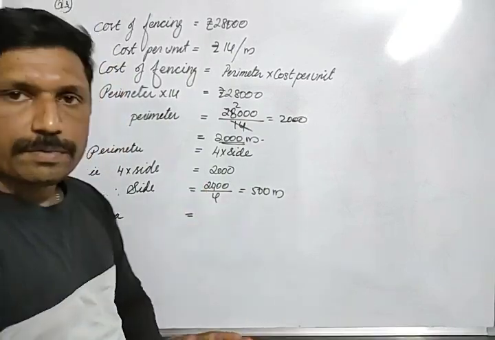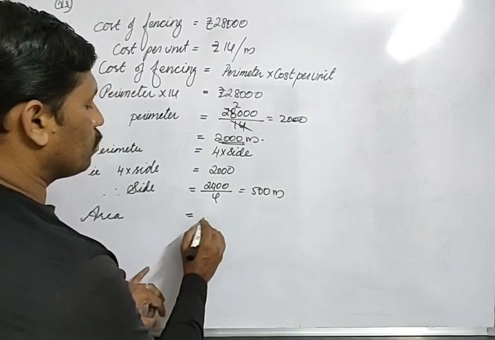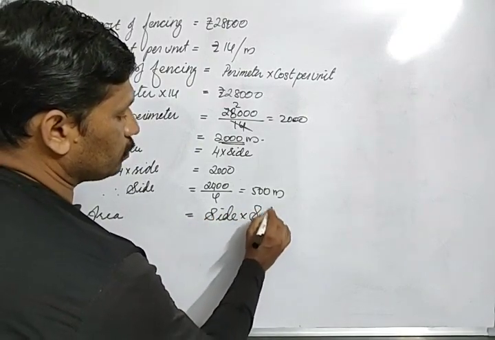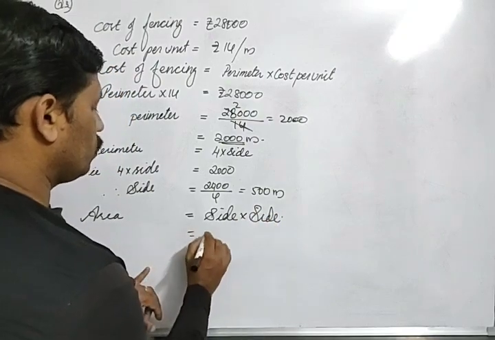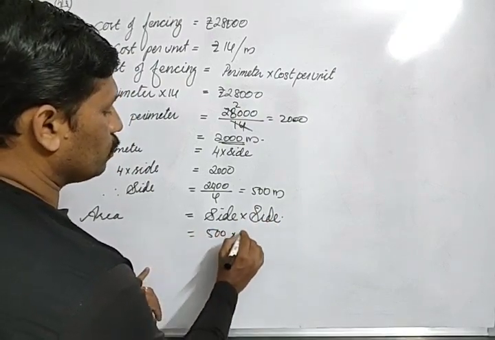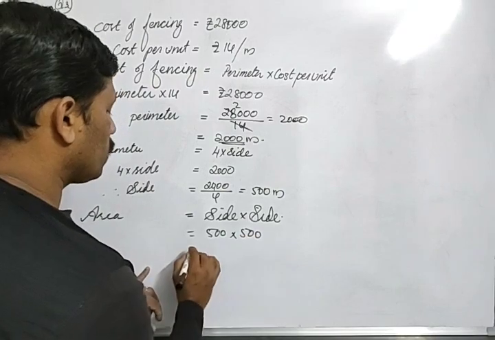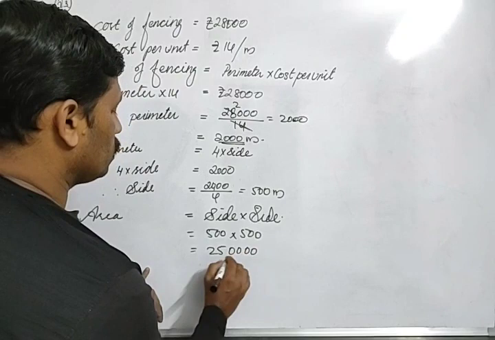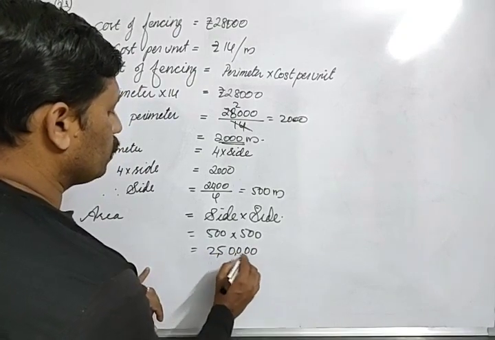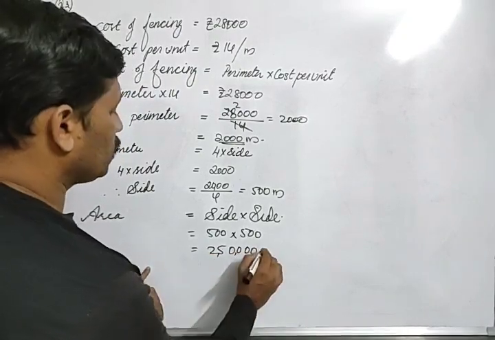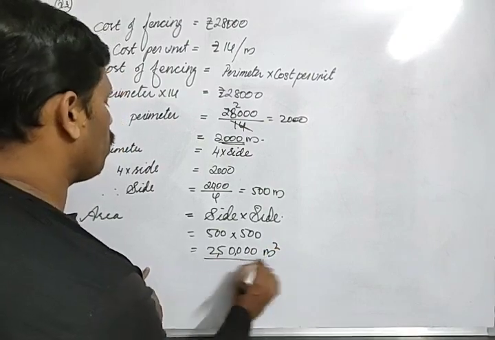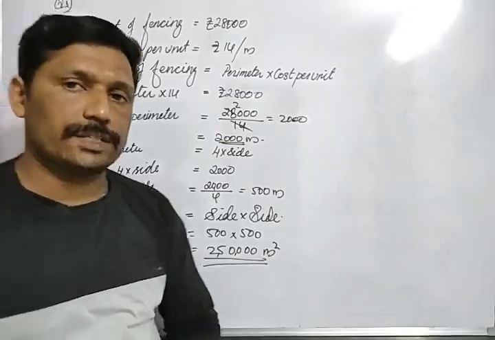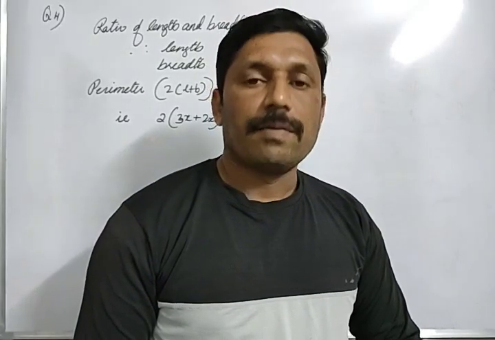So now we found out the side, therefore we can find out the area. Area is equal to side into side. That means 500 into 500. 5 5s are 25, then 4 zeros. That means 2,50,000 meter square is the area of that square field.